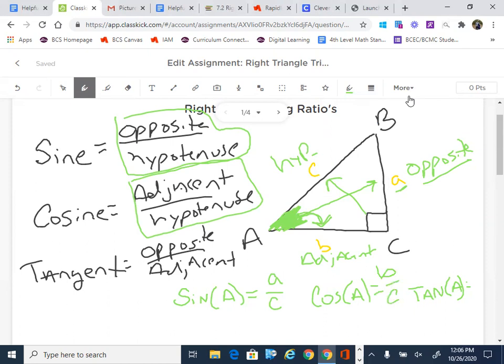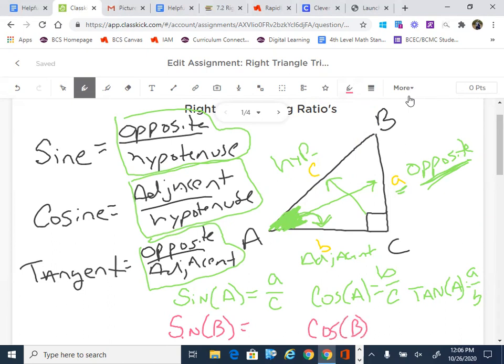And then lastly, we have tangent, and tangent is opposite over adjacent. So we start at A, we go to the opposite, which we've discovered is A, and then it is over adjacent, which is B. So A over B. Now you may be wondering, why on earth is that even important? Because let's switch it and find sine of B. Why is it important that we pay attention to our labelings?